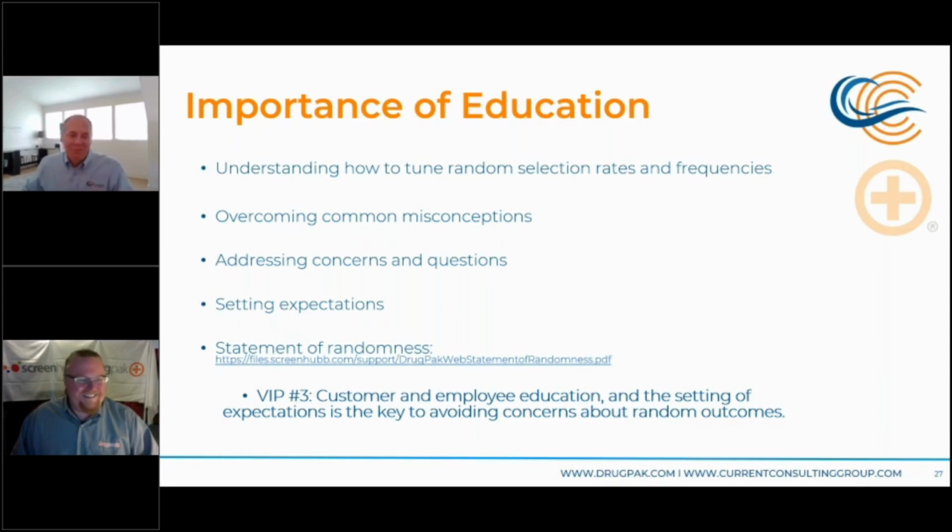But no, valid points, man, and thank you. You're absolutely right. Understanding the frequencies: if you're only doing it quarterly, you're going to have a possibility of 4 versus 12 if you're doing it monthly. And so once you understand this, you can tune your random selections to meet the needs of the company.